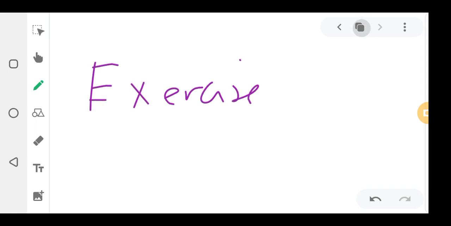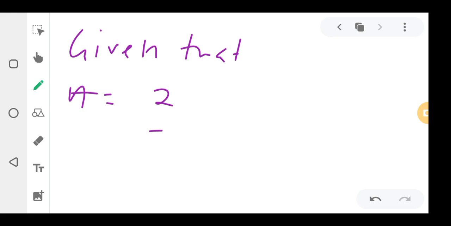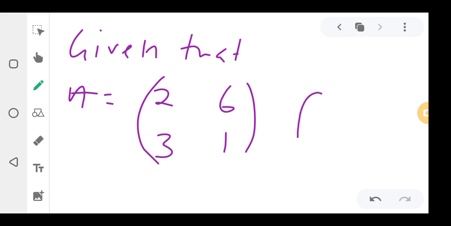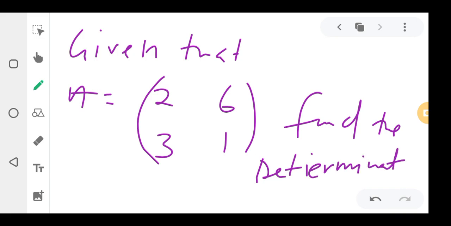Okay. And then now you solve the exercise now. Let's do the exercise. So the exercise is, given that A is equal to 2, negative 1, negative 3, actually that would be 3, 6, 1. Okay. Find the determinant of A. That's question 1.